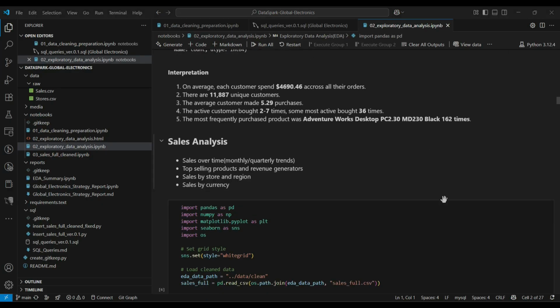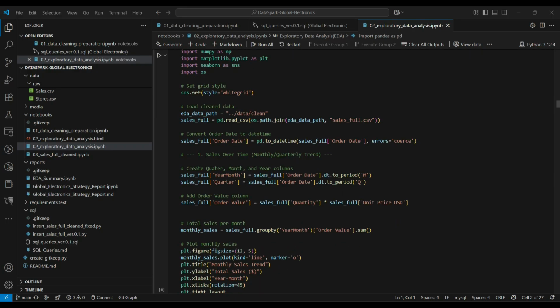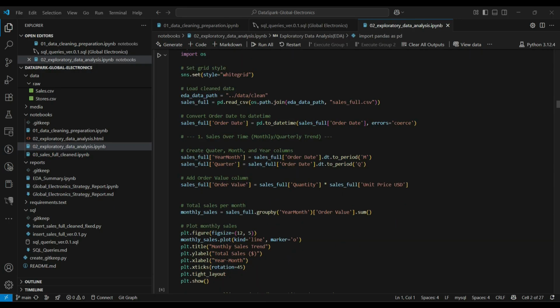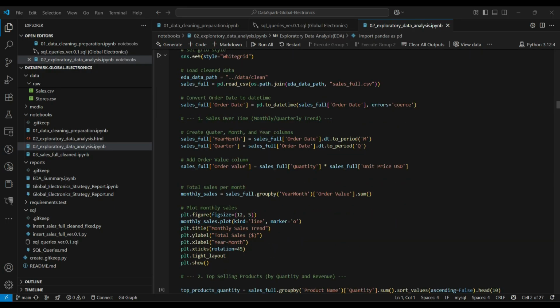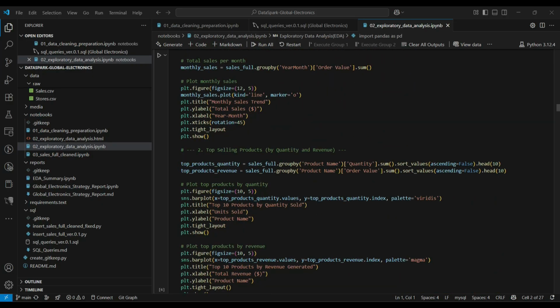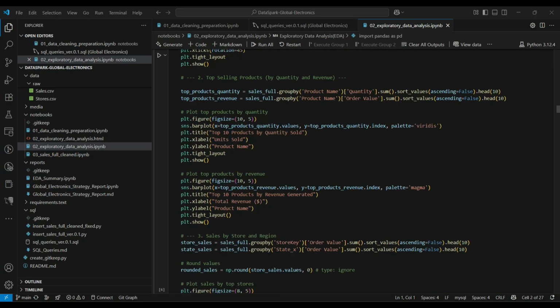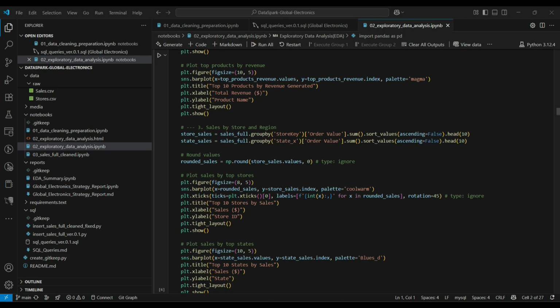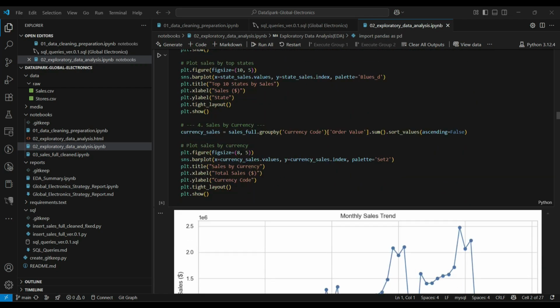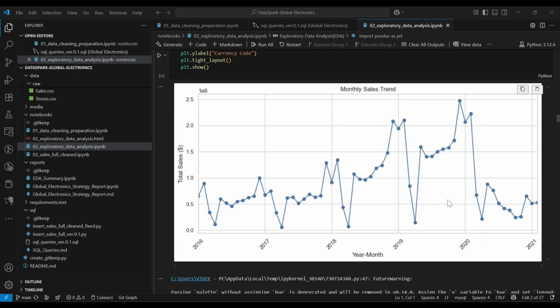Sales analysis: sales over time, top selling products and revenue generators, sales by store and regions, sales by currency. I developed code to visualize monthly sales trends, top selling products by both quantity and revenue, as well as generated sales performance by store, region, and currency. Here is a comprehensive interpretation of the graphs with actionable business insights for Global Electronics.